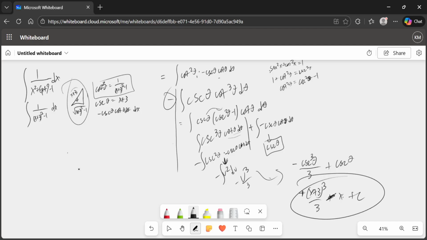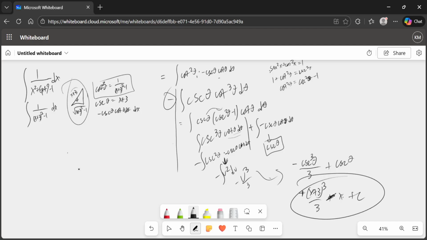Wait, hold on. Cosecant, cotangent cubed theta d theta. Okay, then you got cosecant theta, cosecant cubed theta, cotangent theta, minus secant cotangent d theta. Okay, let me see if I did this integral right first as well.